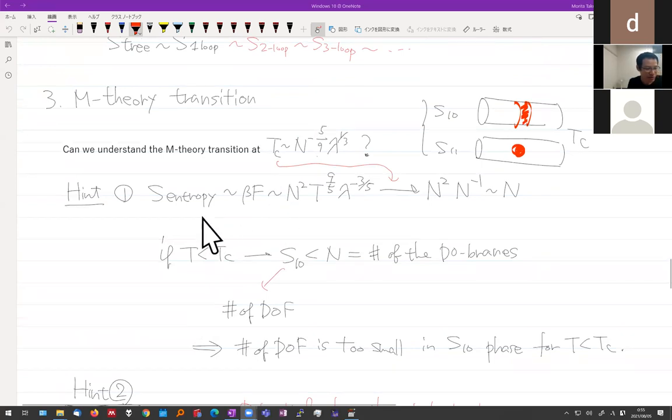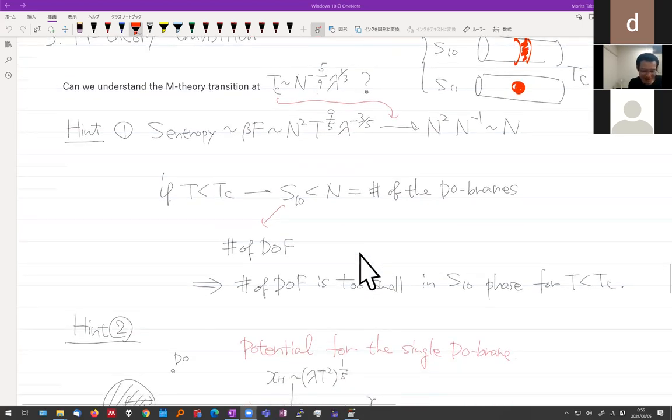So we can evaluate the entropy of this black hole, and this is estimated like this. This is just the free energy times beta and behaves something like this. Putting this temperature to this value, the entropy becomes N. So if we use a temperature below this critical temperature, since the entropy is proportional to temperature, below this TC the entropy of this black hole becomes less than N.